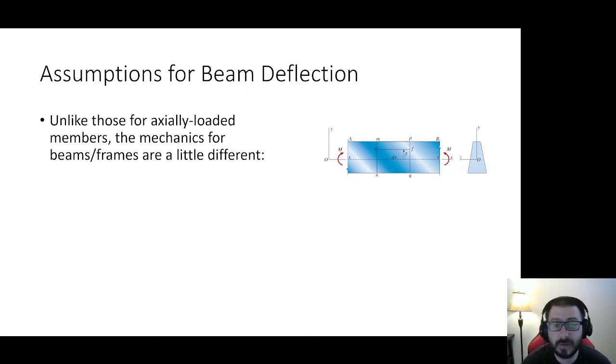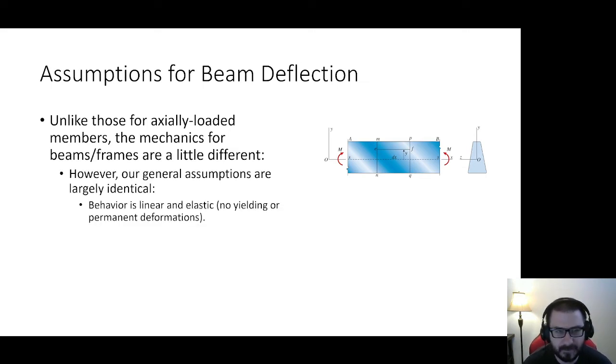Okay, so like with trusses and other instances, we've made some assumptions to make the analysis a little more doable. We're going to make the same types of assumptions for beam deflection. They are different assumptions because the mechanics for beams and frames are not the same. We're talking about bending versus axial deformation, so we need to make sure that we're clear on this.